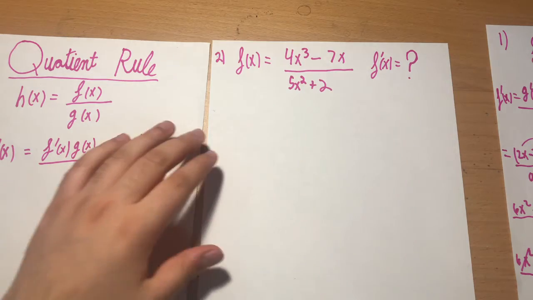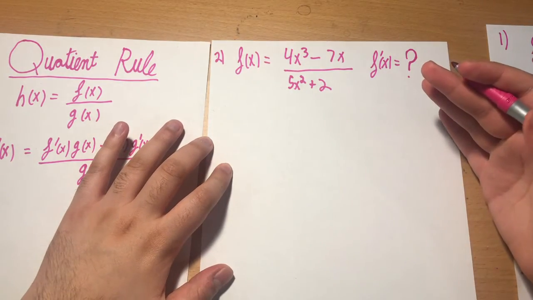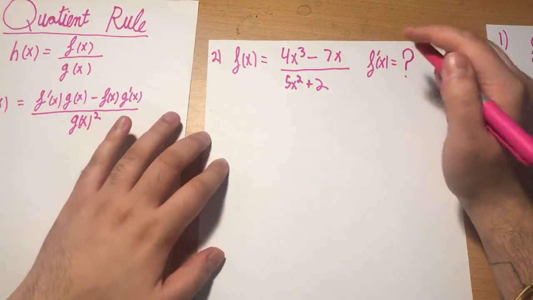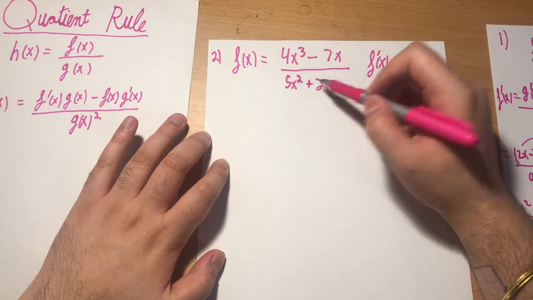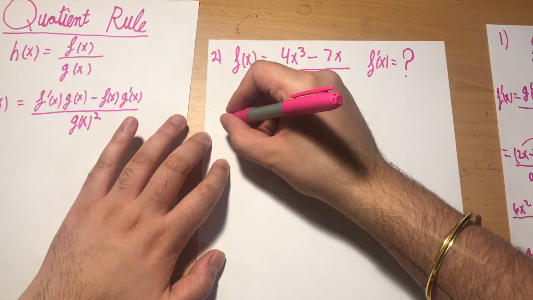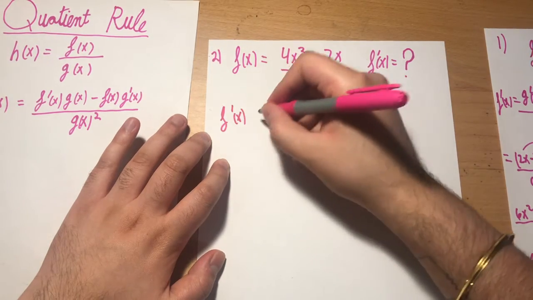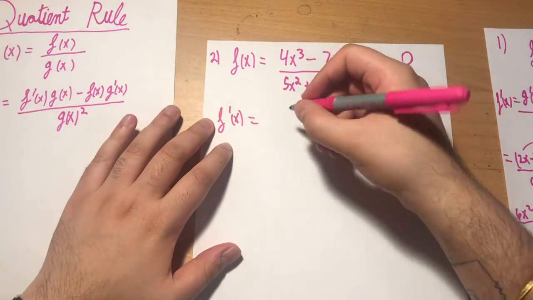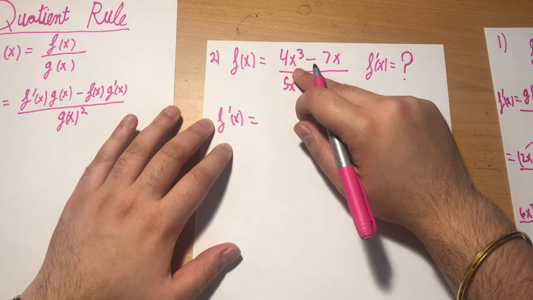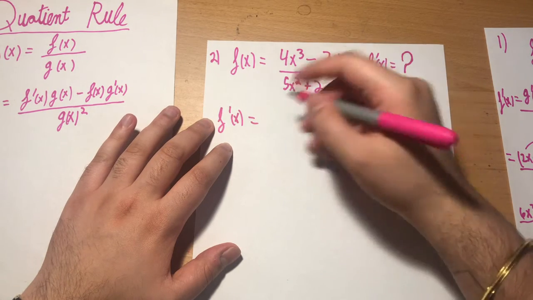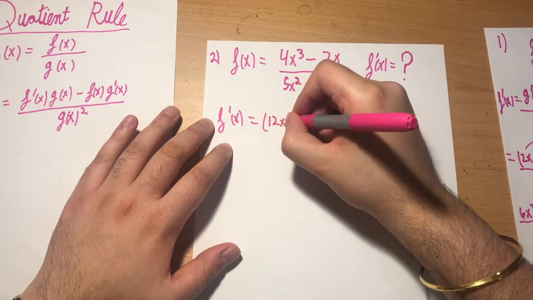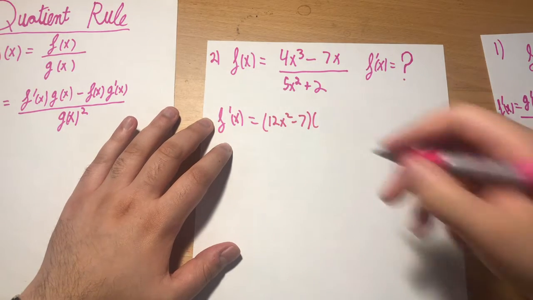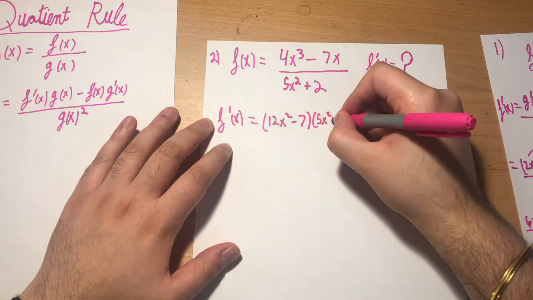So how do we know to use the quotient rule? We have a function on top and a function on bottom, right? It's in a fraction. And we have the variable x in the numerator and in the denominator. So let's use the quotient rule to differentiate f of x. So what does the quotient rule tell us? Well, first we need the derivative of our numerator, right? So the derivative of 4x to the third minus 7x should just be 12x to the second minus 7, multiplied by the original denominator, which is 5x squared plus 2.